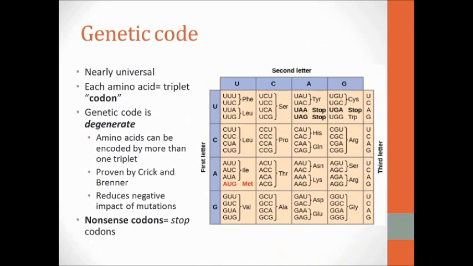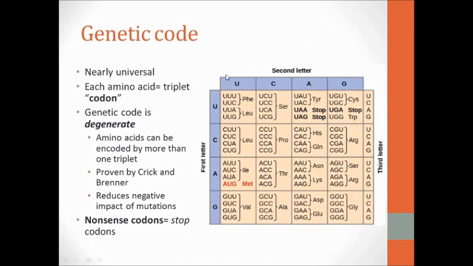The genetic code is nearly universal. Each amino acid is equivalent to a triplet codon, and a codon is 3 nucleotide bases that are specific to a specific amino acid. The genetic code is degenerate, meaning that amino acids can be encoded by more than one triplet, and this was proven by Crick and Brenner. This reduces the negative impact of mutations, as certain mutations may actually lead to just a different amino acid. Nonsense codons are stop codons, and they stop the process of transcription.